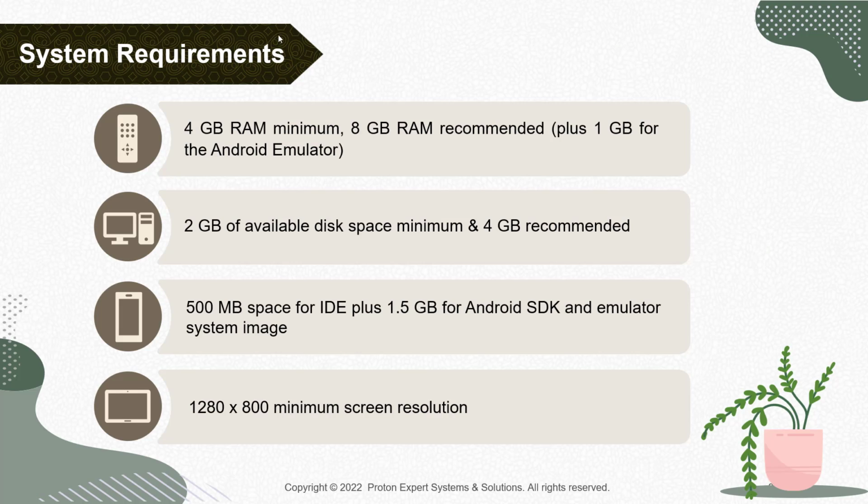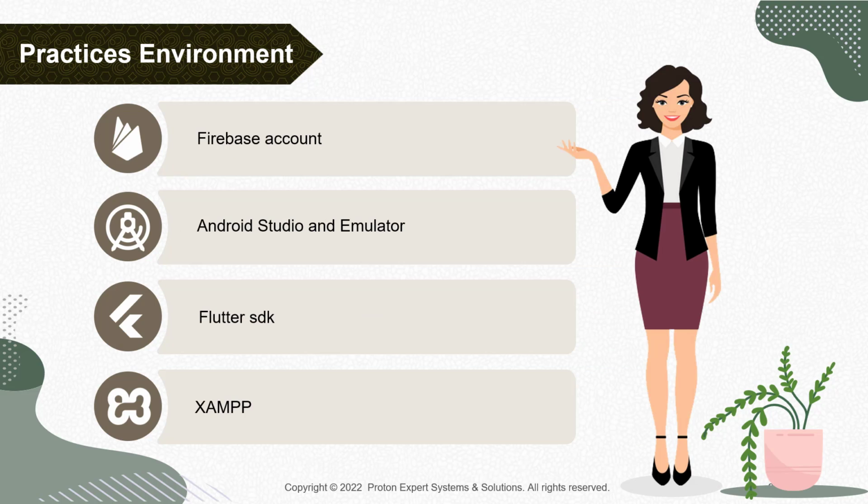Now, what are the system requirements that you need for this course? You need a system which has a minimum of 4 GB RAM, 8 GB is recommended, plus 1 GB for you to run the Android emulator. You will need 2 GB of available disk space as a minimum, whereas 4 GB is recommended. You will need 500 MB of space for the IDE plus 1.5 GB for the Android SDK and emulator system image, and a minimum screen resolution of 1280 x 800 pixels. These are the environments that you will be working on throughout the course: Firebase, Android Studio and Emulator, Flutter SDK, and XAMPP.